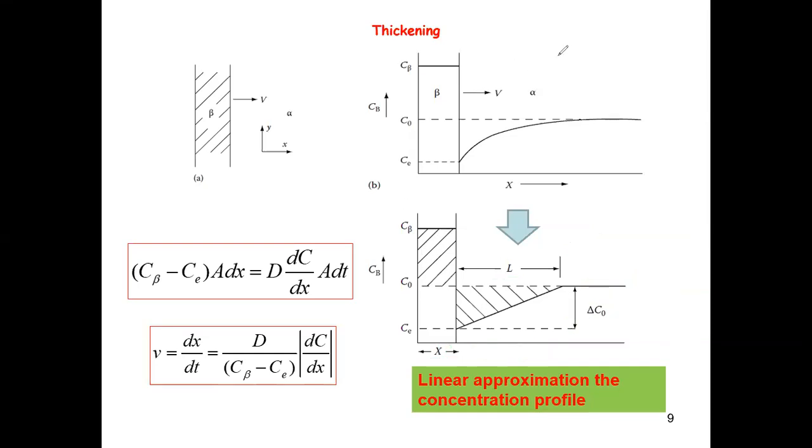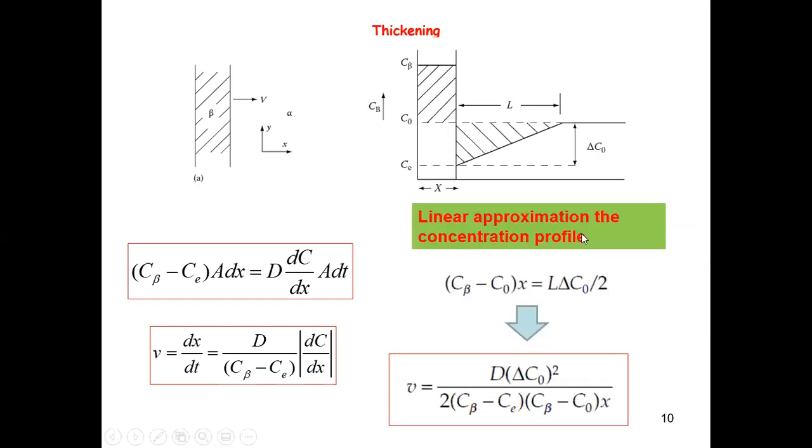And if you do that, you can actually get the concentration gradient, because the concentration gradient is simply delta C naught over L. This is why we're doing all of this. We just want to find a linear approximation of the concentration profile. Based on this, I think we can easily write down the equations.